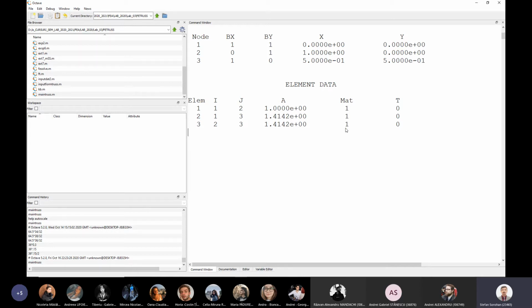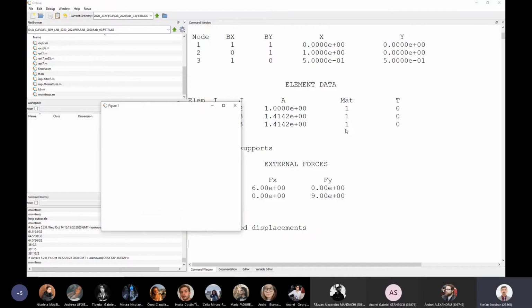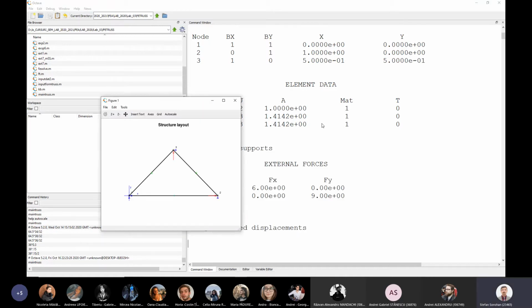All the members are from the same material, and we have no thermal loads in these elements. So the thermal load, or increase in temperature, plus T means increasing, minus value means decreasing of the temperature. This is the idea. Enter again, and we first obtain the picture of the problem.